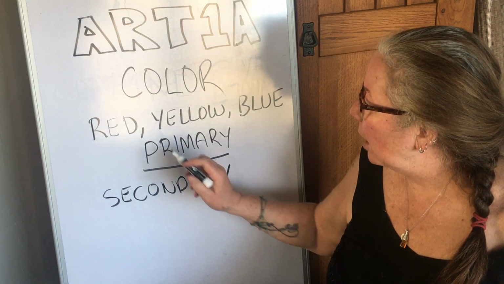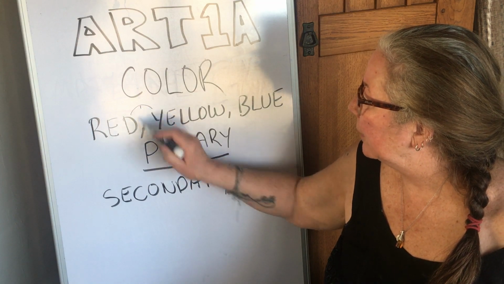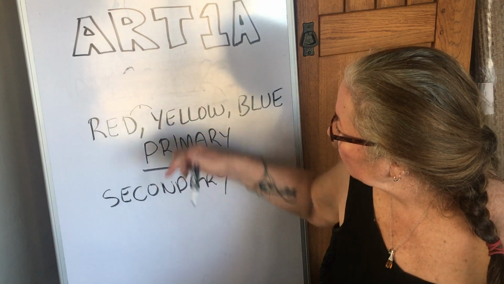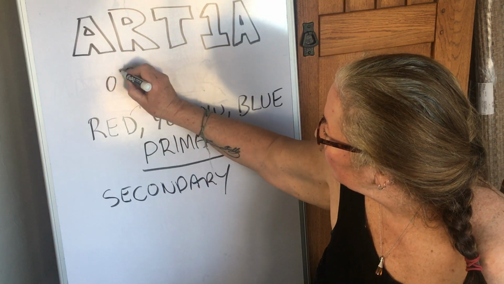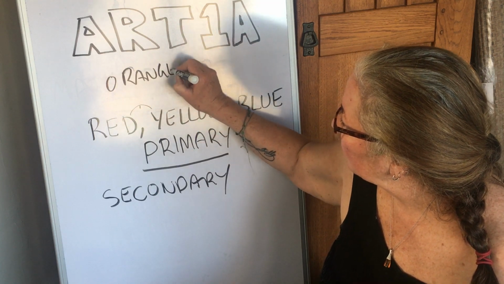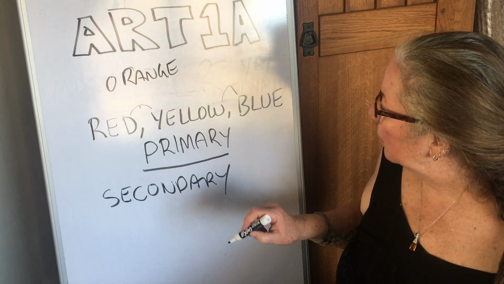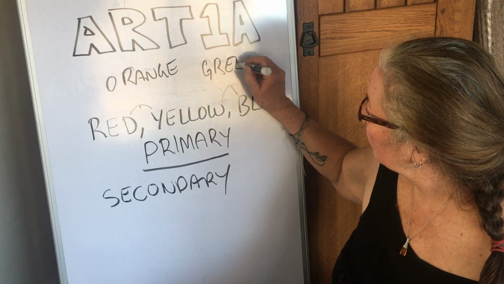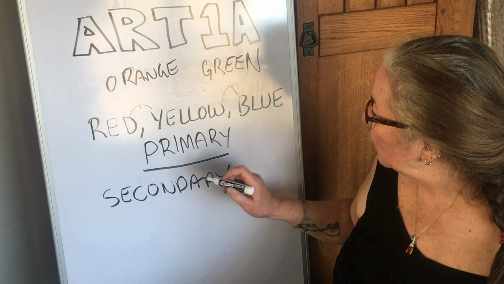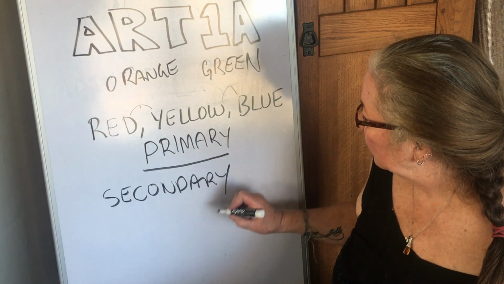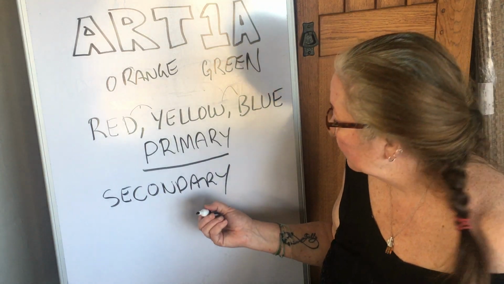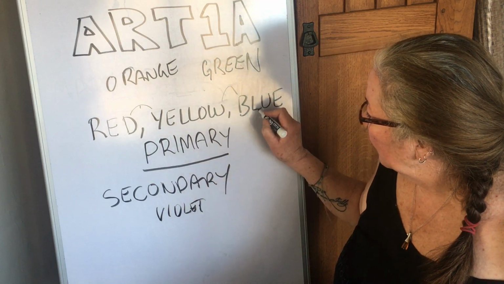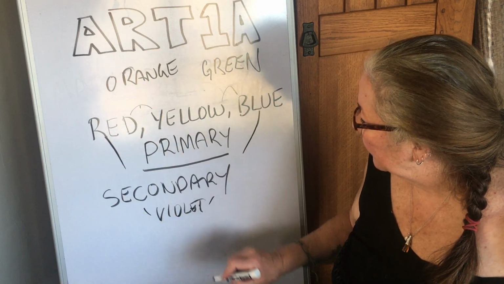Right? So secondary colors are like when you mix red and yellow together, what do you get? Orange, right? When you mix yellow and blue together, what do you get? Green. Okay. When you mix red and blue together, you get violet.